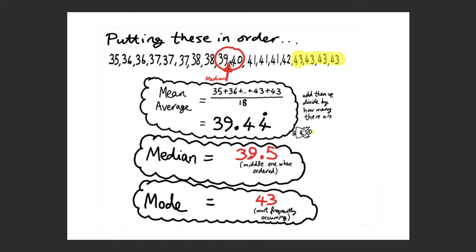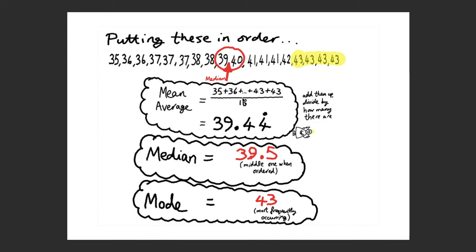I've just put them in order and figured out where the middle is by counting in from both ends. I find that the middle is somewhere between the 39 and the 40. So the median is the middle of the 39 and the 40. So the median is 39.5.